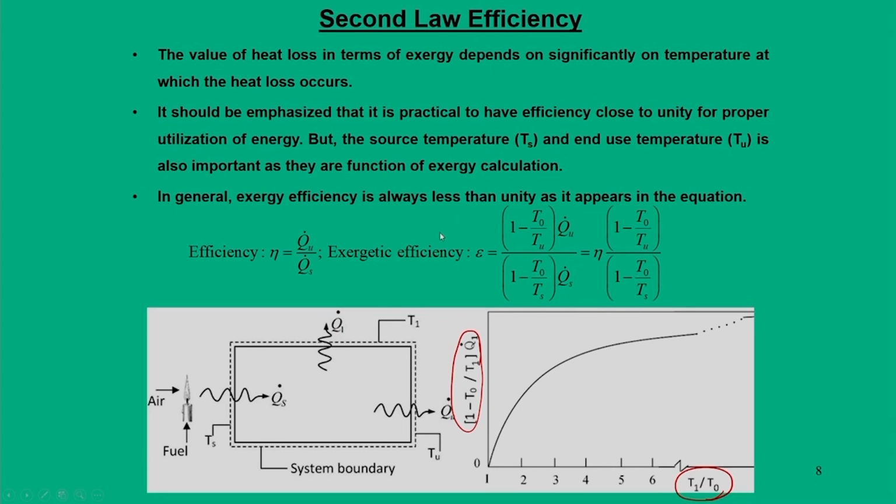Another piece of information we can gain here is that the exergy efficiency is always less than unity, because in most situations your efficiency is also less than unity. So, obviously, when you multiply this term, which is less than unity, exergy efficiency will also be less than unity.